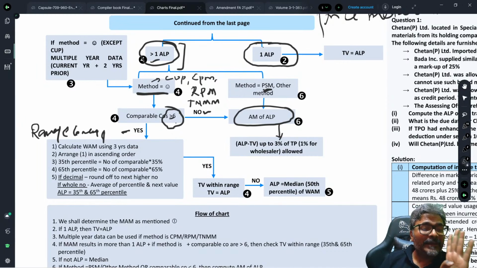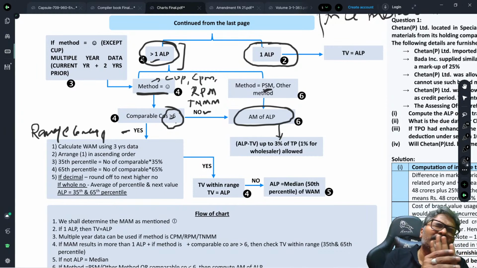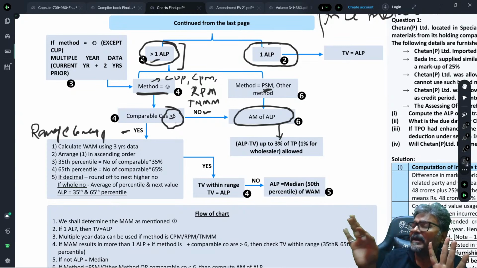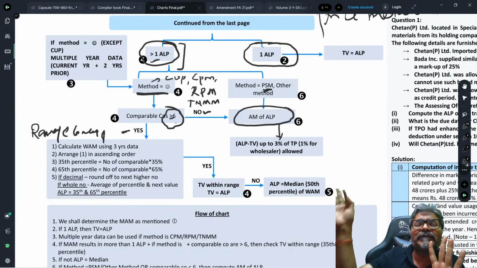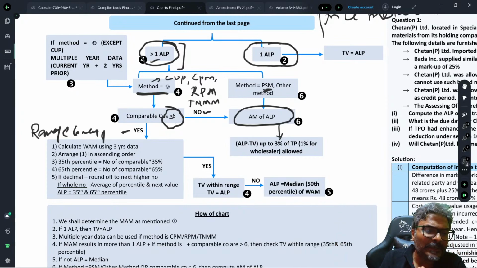Now in this case, the range concept does not require you to go with the absolute number. So now since you have got an absolute number 4, which is 50% of the data set of 8, what you do is this: in such case, whatever is the value at 4 and whatever is the value at 5, take the average of the two, and that average will be the final ALP, and on that basis, students, you will do the final transfer pricing adjustment.